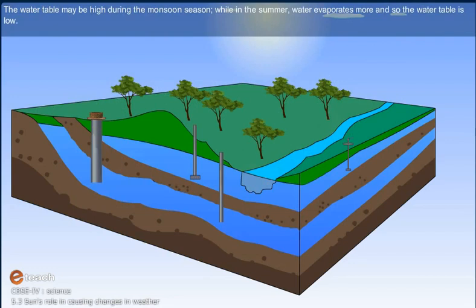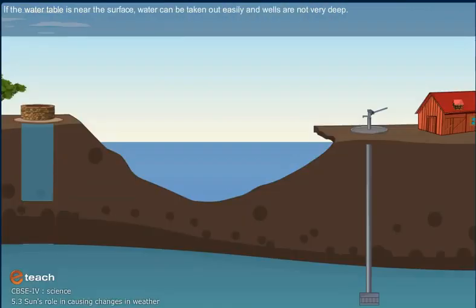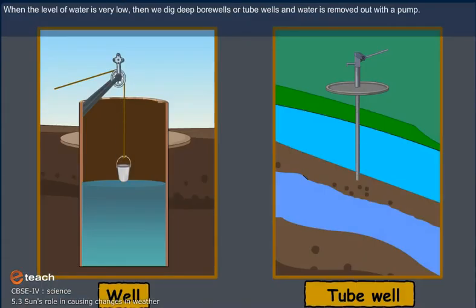The water table may be high during the monsoon season, while in the summer water evaporates more and so the water table is low. If the water table is near the surface, water can be taken out easily and wells are not very deep. When the level of water is very low, then we dig deep bore wells or tube wells and water is removed with a pump.